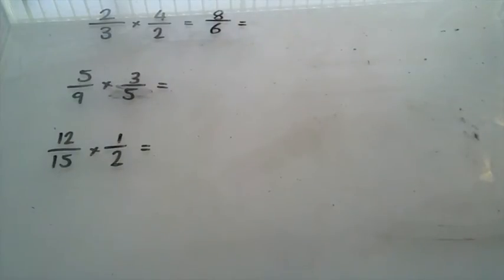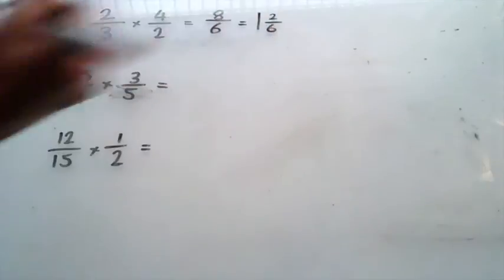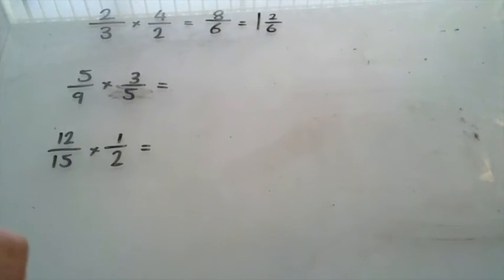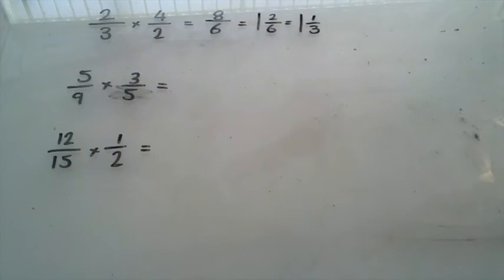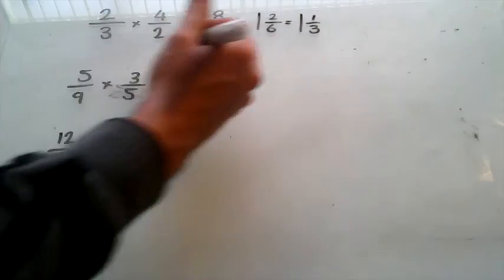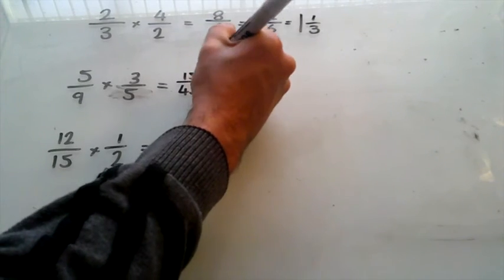So we're timesing tops and tops, bottoms and bottoms. You're timesing the numerators together. So 4 times 2 will give you 8. 3 times 2 will give you 6, which we could then simplify to a mixed number. So we'd have 2 over 6 left, and then we could then simplify that to 1 and 1/3.